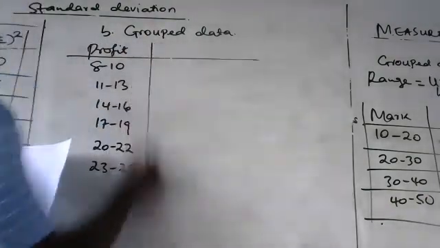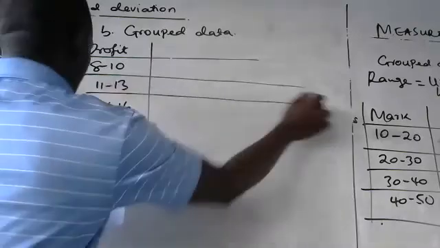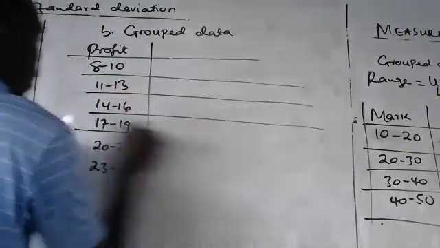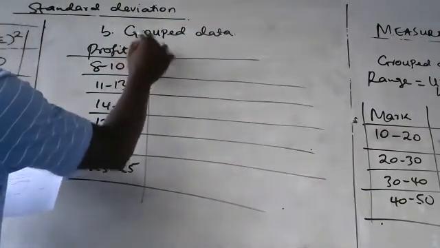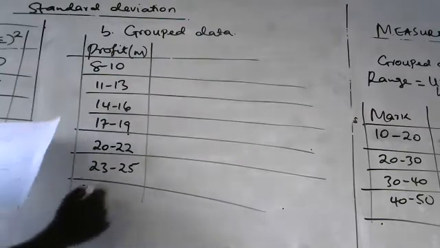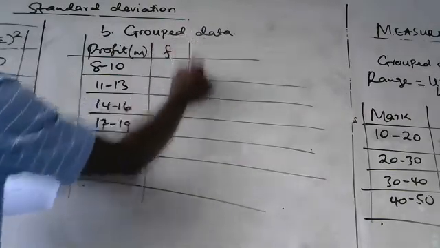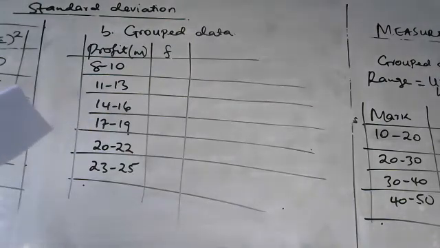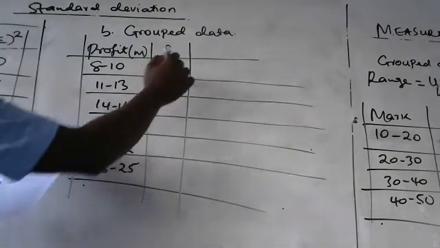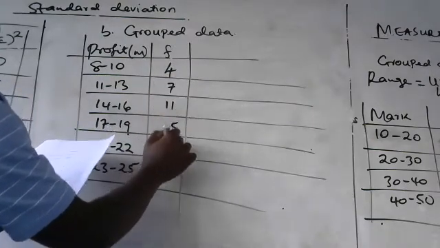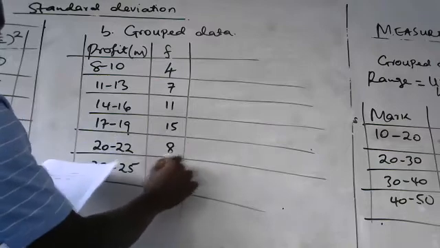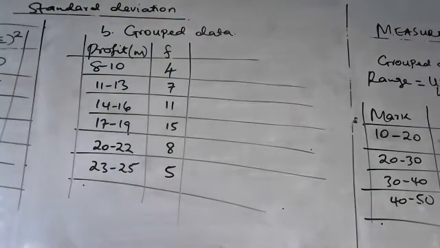That is the profit. And then you are given the number of companies that register the profit. Remember, this profit is in billions. And then you have the number of companies that register that profit. That is going to be our frequency, where we have 4, 7, 11, 15, 8, 5. Those are the companies that registered data, and from that data you are asked to compute the standard deviation.